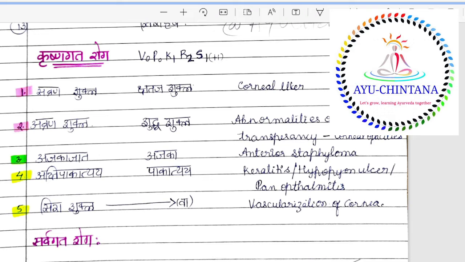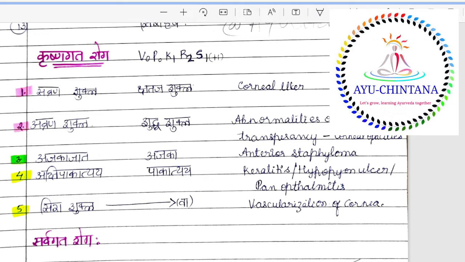Only Avrana Shukla is Sadhya, all others are Asadhya. And Sadhya, which kind of Sadhya it is? It is Ashastrakrita, no Shastras to be used. And coming to the correlation at last, Savrana Shukla is corneal ulcer. Avrana Shukla is abnormalities of the corneal transparency. That means it leads to corneal opacities. Ajaka Jata is anterior cephaloma and Akshipakatyaya is keratitis or hypopyon ulcer or panophthalmitis.